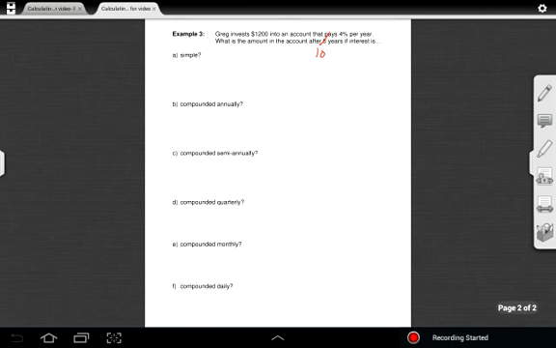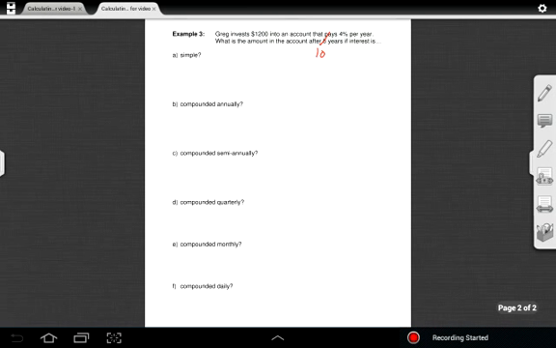Let's take a look at this example here. This is going to help us understand simple interest and hopefully different compounding frequencies. So Greg invests $1,200 into an account that pays 4% per year. And we want to know what is the amount in the account after, and I change it from 5 to 10 years if the interest is simple, and then compounded annually, semi-annually, quarterly, monthly, and daily.